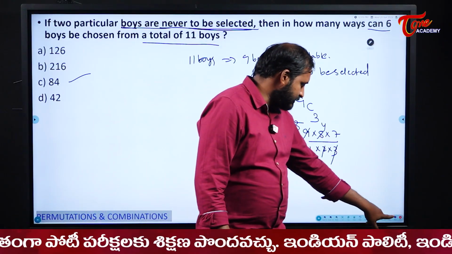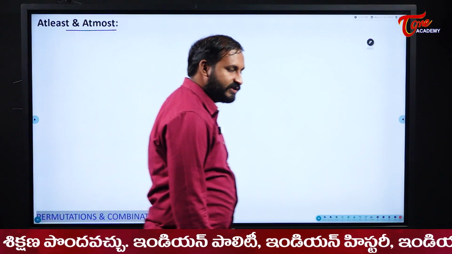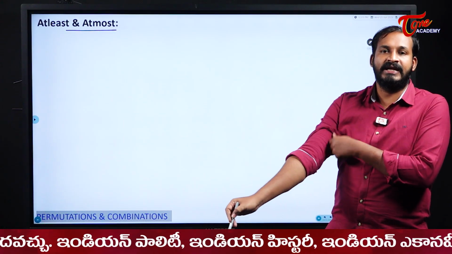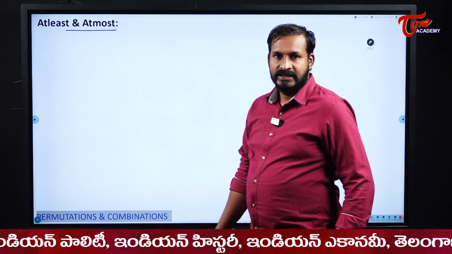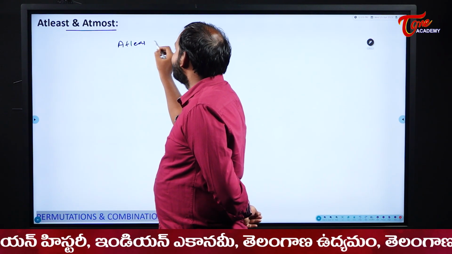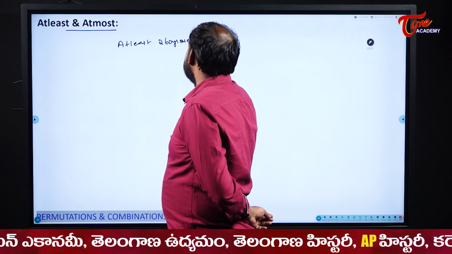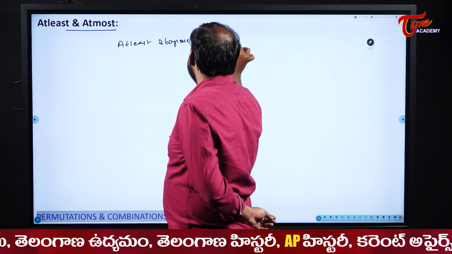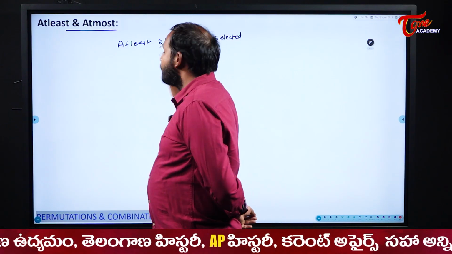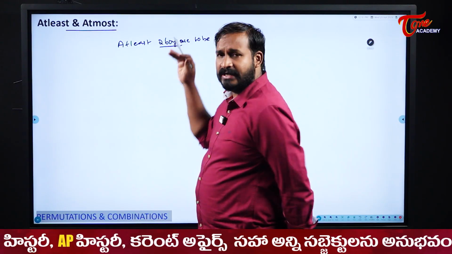Okay. Next we will see the at least and at most. We should understand the meaning of this at least and at most, students. See here, if I say that at least 2 boys are to be selected, what does it mean? At least in the sense minimum 2 boys should be there. So to make it more clear, let us make a group.